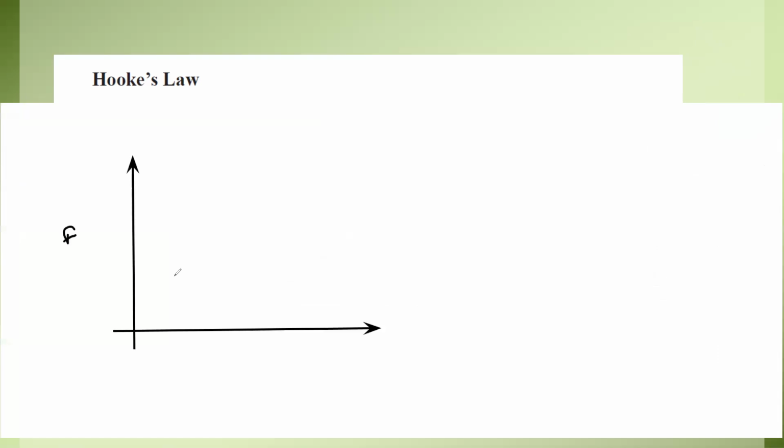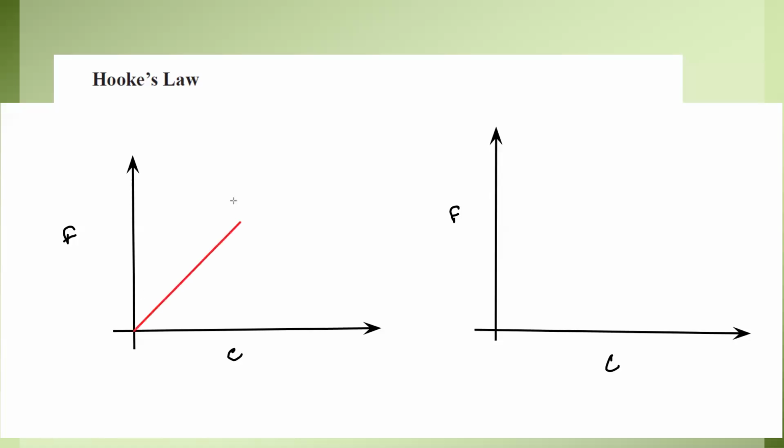For example, we have force and extension. First, the spring was obeying Hooke's law. We call that the limit of proportionality, the last point where it was obeying Hooke's law. Then we increase the force and the extension is also increasing. Say this point is the elastic limit.